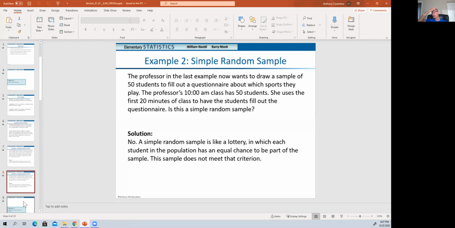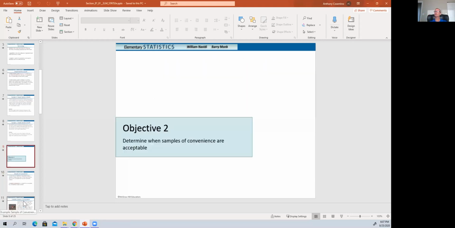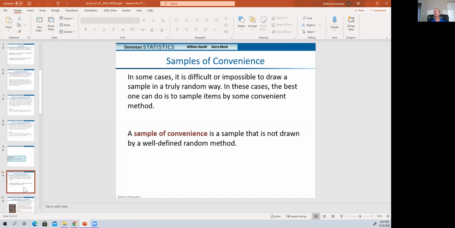So continuing to discuss these samples, the next one we're going to talk about is what I was just alluding to, something called a convenience sample. A convenience sample is usually probably not the best way to do sampling, but sometimes it is the only way that you actually can do a sample.